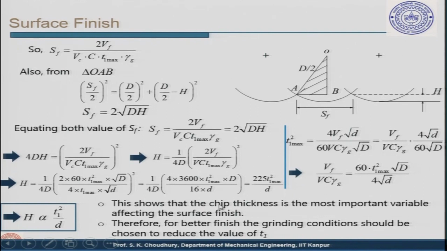Now, this shows that the chip thickness is the most important variable affecting the surface finish. Therefore, for better finish, the grinding conditions should be chosen to reduce the value of T1, because H is proportional to T1 square. So, the H value will be reduced, and H is the surface roughness, therefore the surface finish will be better. So, that is what we said here: for better finish the grinding conditions should be chosen to reduce the value of T1.